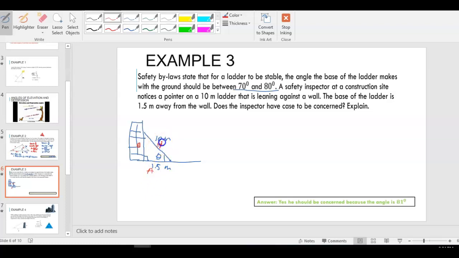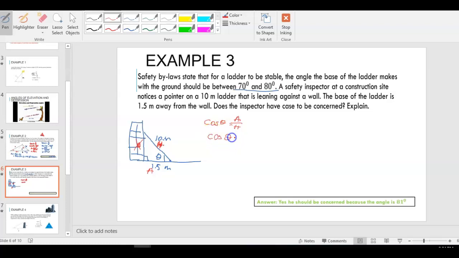Okay, what do we have? We have no information for opposite, and we don't require to solve for the opposite. So let's eliminate that. We're left with hypotenuse and adjacent. So which one of the trigonometric ratios has those two? Cosine. So there we go. Cosine of angle theta equals adjacent over hypotenuse.